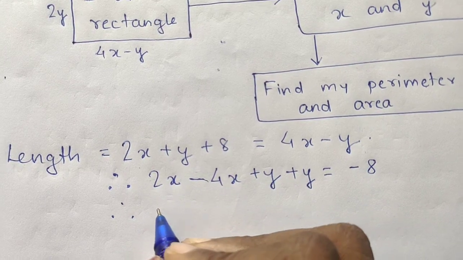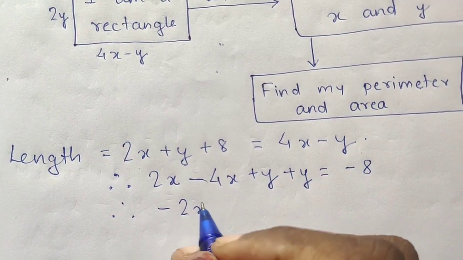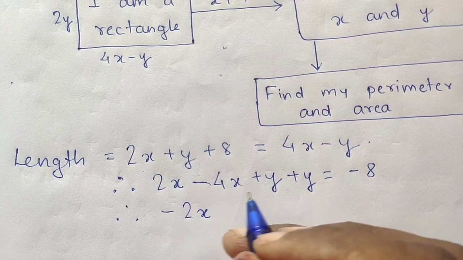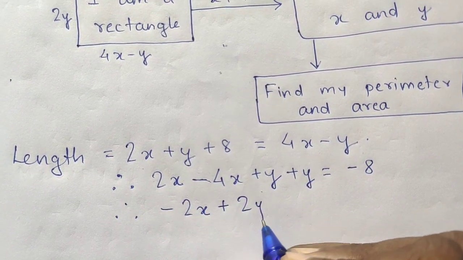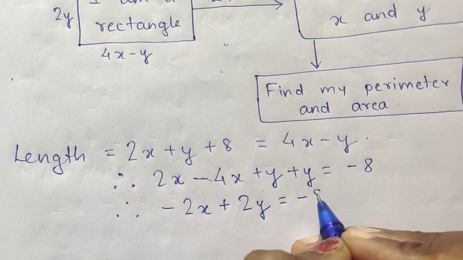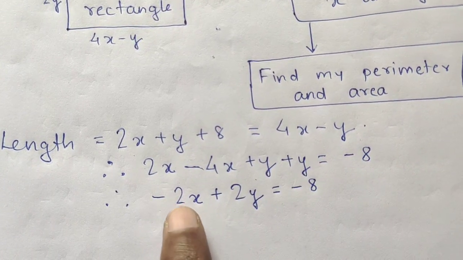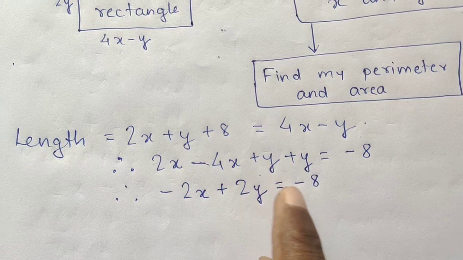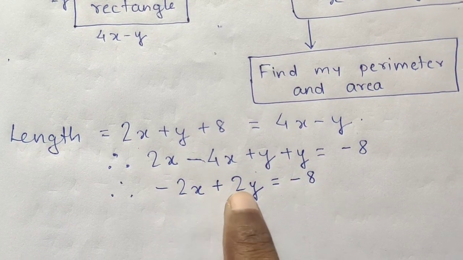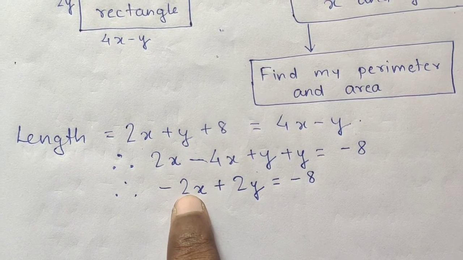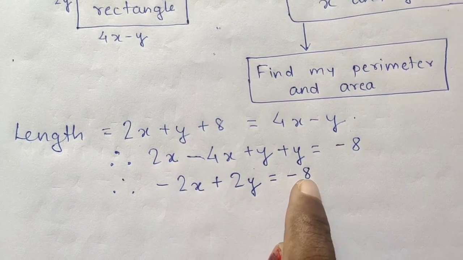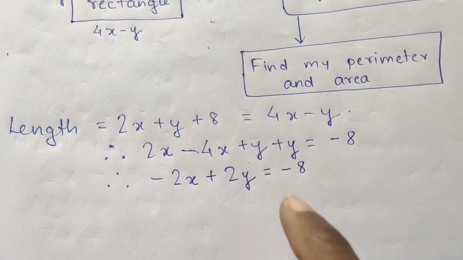2x minus 4x gives you minus 2x, because 2 minus 4 is minus 2, plus y plus y is what? 2y is equal to minus 8. Now see, all the numbers are divisible by 2, so let us divide it by 2. So this becomes 1x, 1y, and 8 divided by 2, so this becomes 4.